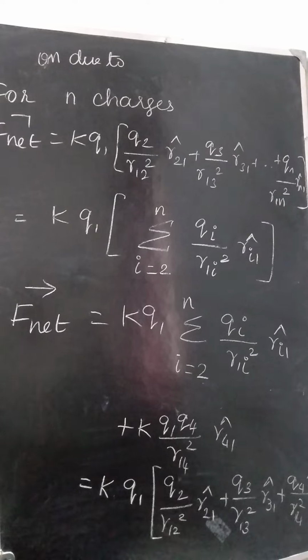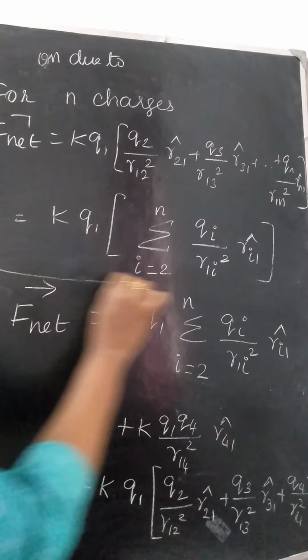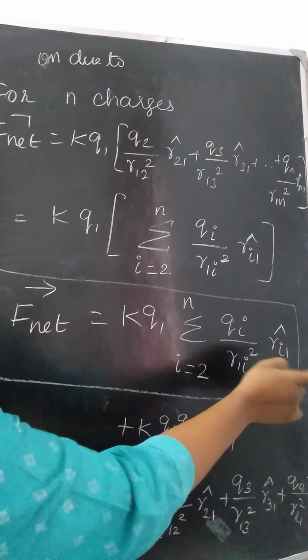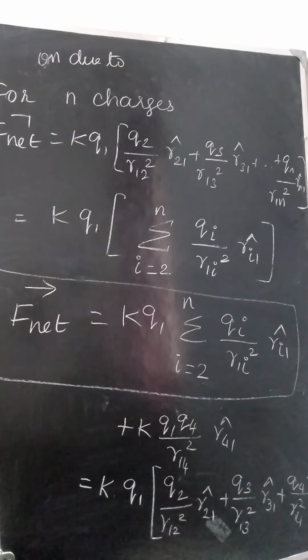Any doubts? This you can write in the same way. It is sure that the unit vector will come from the I to 1 only. Just copy it. Copy these terms carefully, okay.